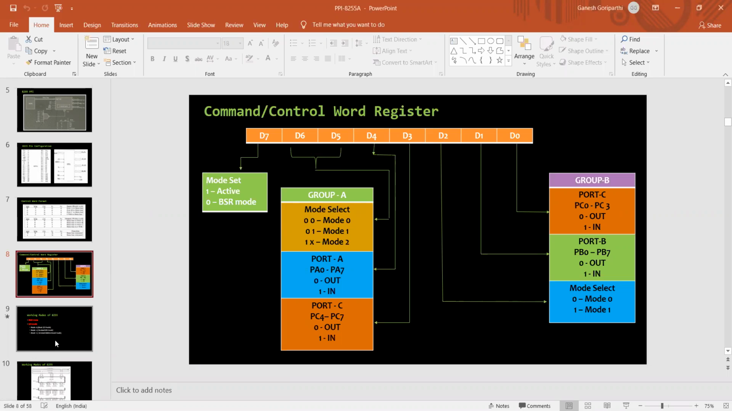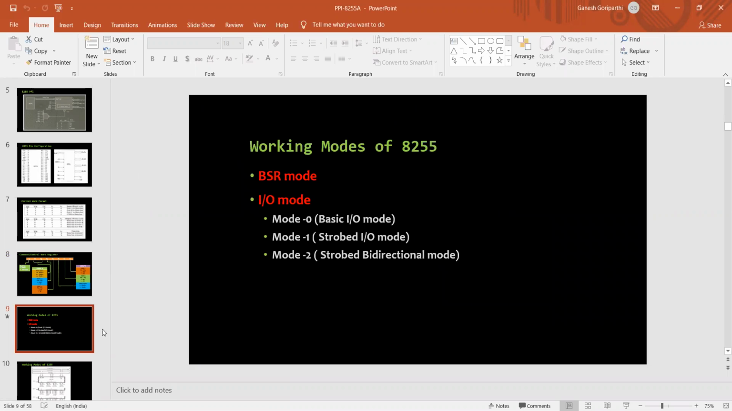So these are the operating modes here, and if you see, mode 0 is nothing but basic IO mode. That means all the ports that you have, the three ports, port A, port B, port C, will be working as either input port or output port depending upon the selection. That is nothing but basic IO mode.